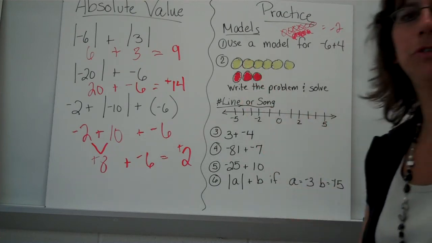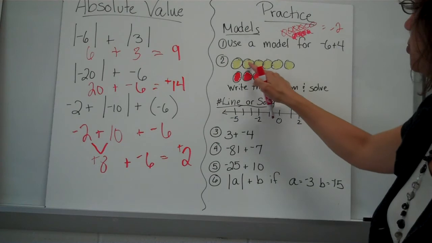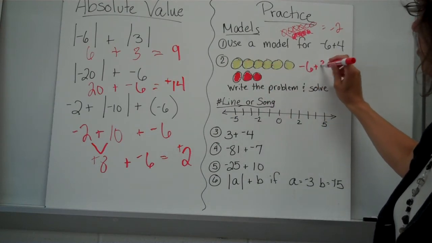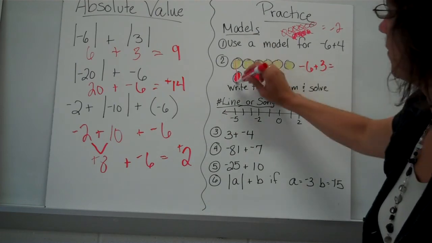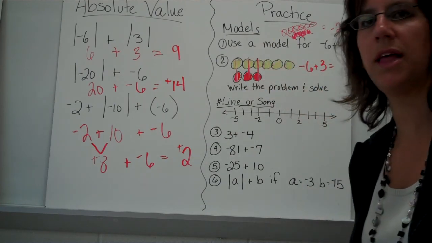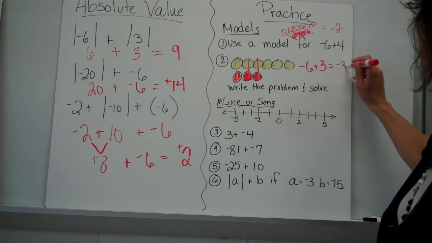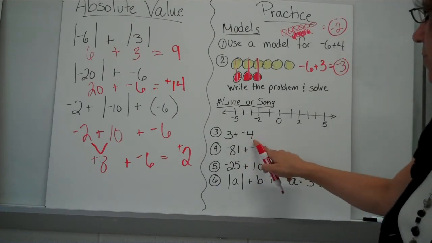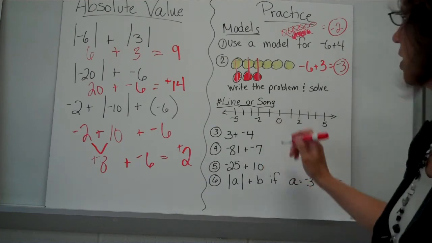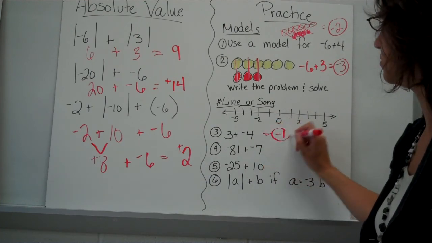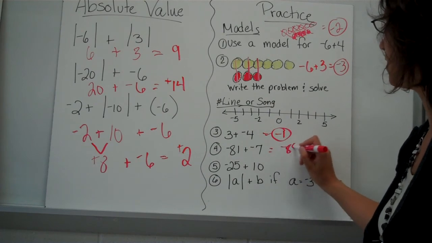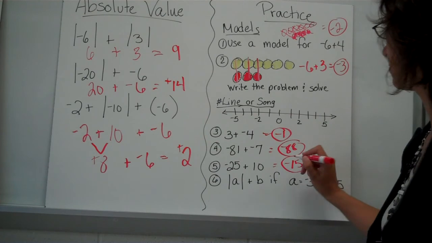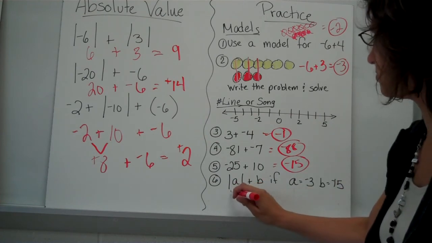All right? For number 2, did you write the right math problem? We've got 1, 2, 3, 4, 5, 6 yellows plus 3 reds. If we find all of our 0 pairs, what's left? 3 yellows, or negative 3. Okay? How about this one? You can use either the song or the number line. You should have gotten negative 1, negative 88, negative 15. And this last one, you had to substitute in first.